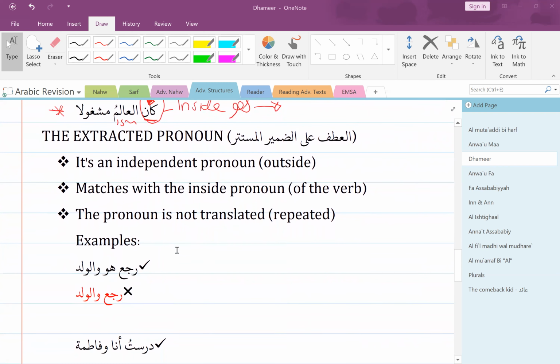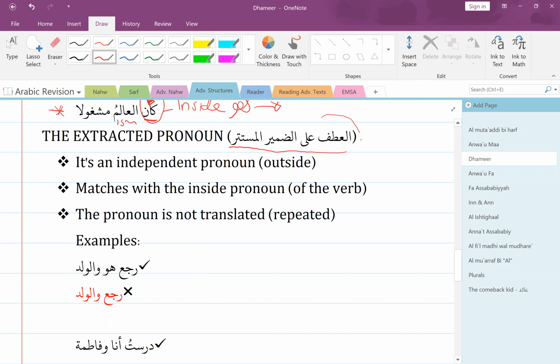So we go to the last one, the last kind of pronouns that we didn't cover before, and this is the extracted pronoun. That's how I call it, extracted pronoun, and you'll see why. In the Arabic Bayna textbook, this is how they called it: al-'atf ala ضمير al-mustatir.